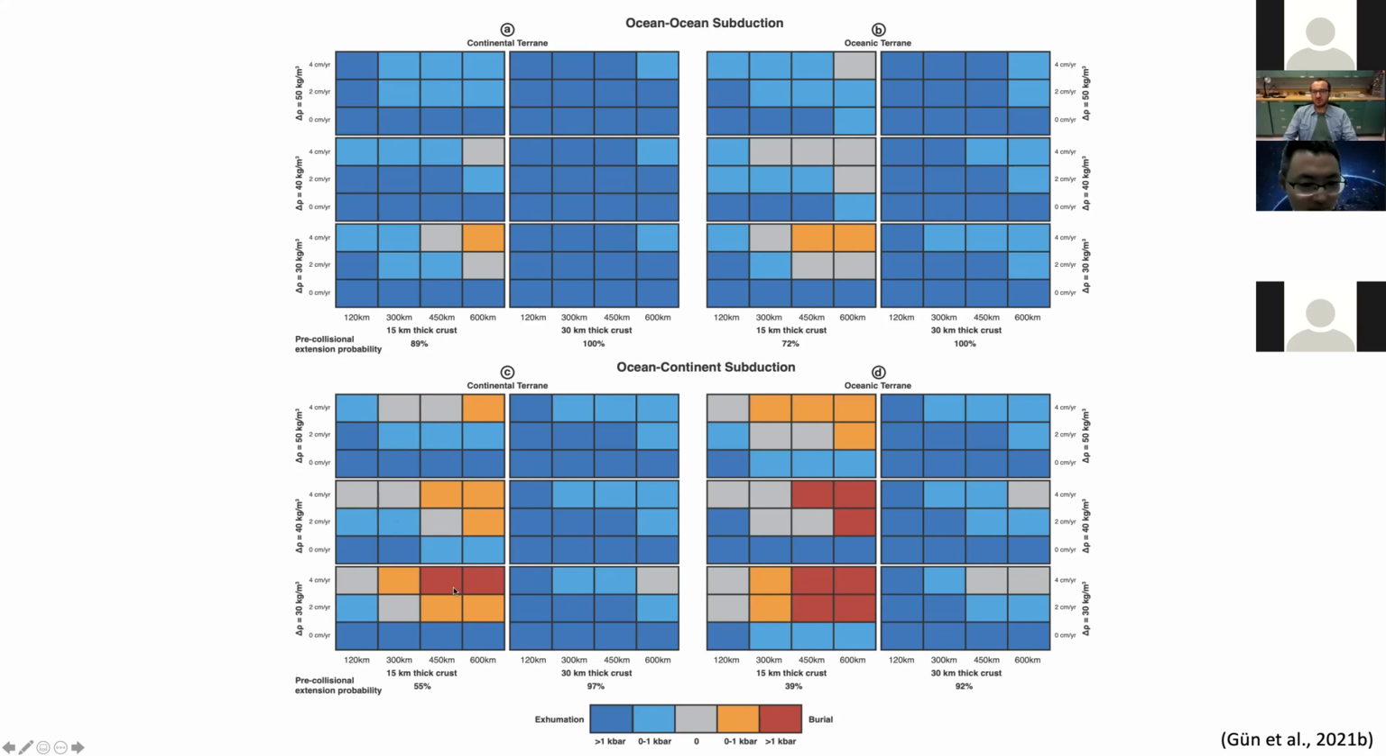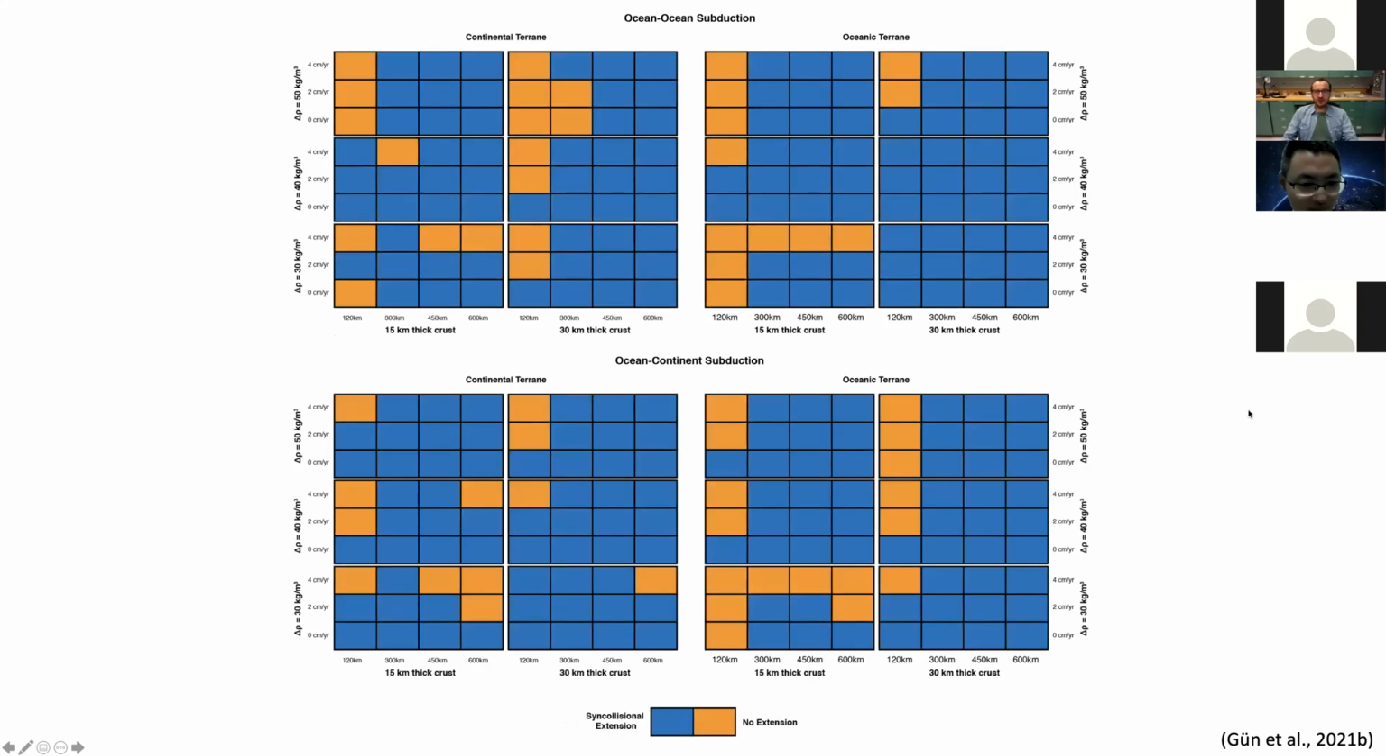Another thing to recognize here is that interoceanic subduction zones create more extensional cases than ocean-continent subduction zones. This is probably due to the thickness of the overriding plate, because a continental overriding plate is thicker, creating more friction in the subduction zone, and effectively reducing the slab pull force.